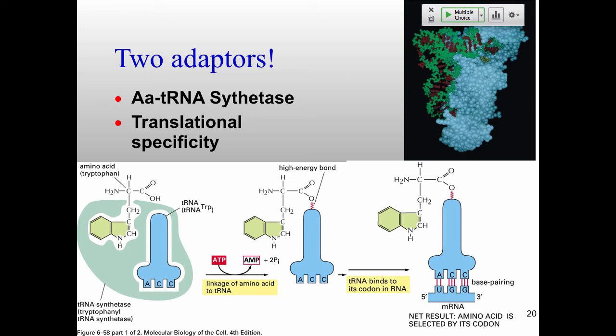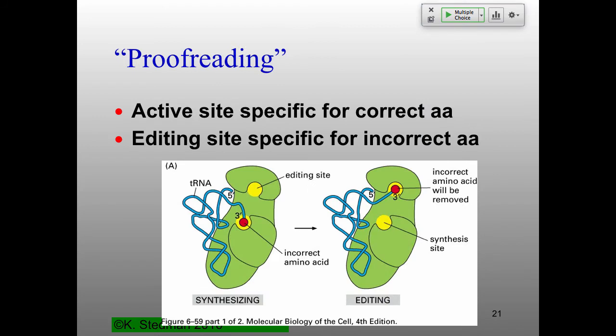There are lots of problems, but one of the most major problems here is that amino acids, and I'm sure all of you remember your amino acid structures, some of the amino acids actually look really, really similar to each other from a chemical point of view. And aminoacyl tRNA synthetases make mistakes. They'll put on the wrong amino acid occasionally. And so how does that get fixed?